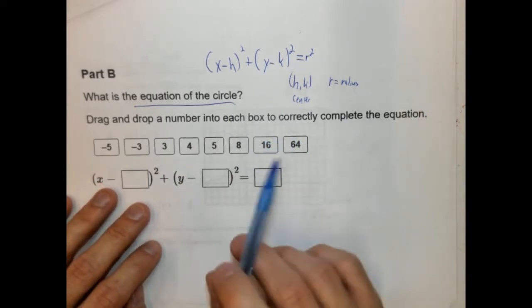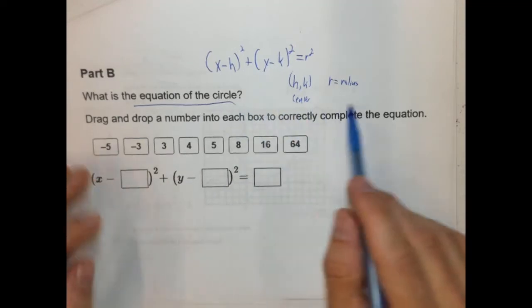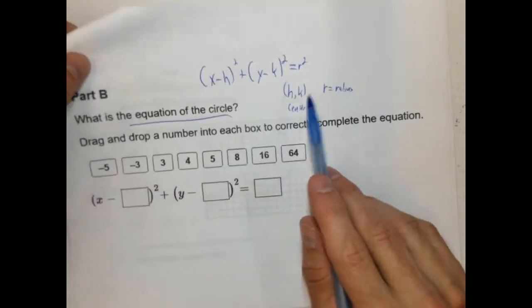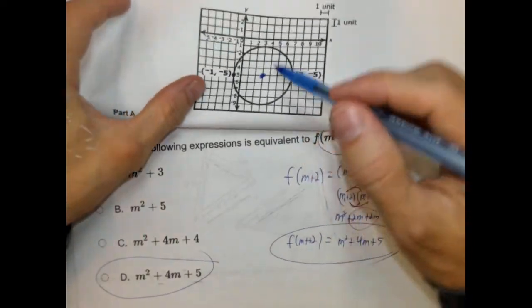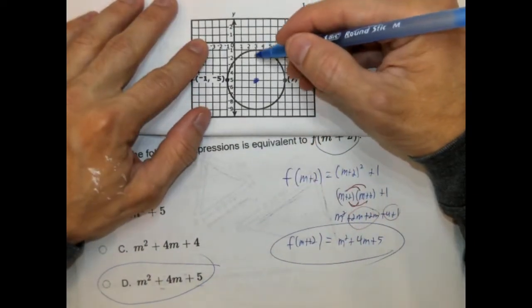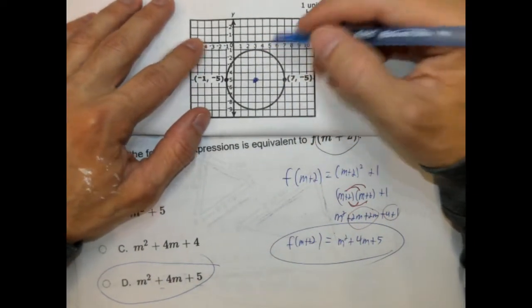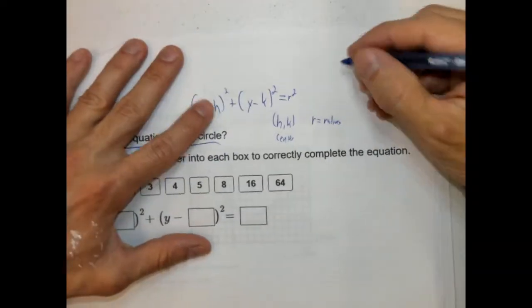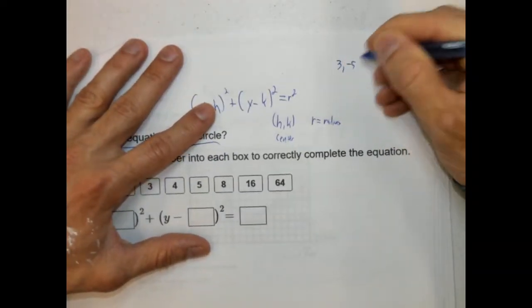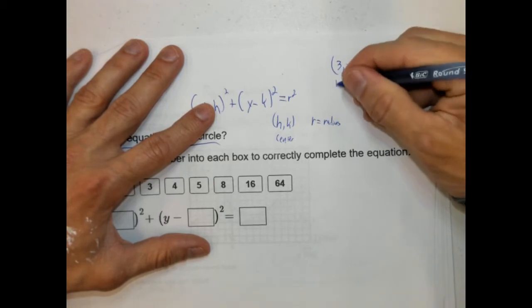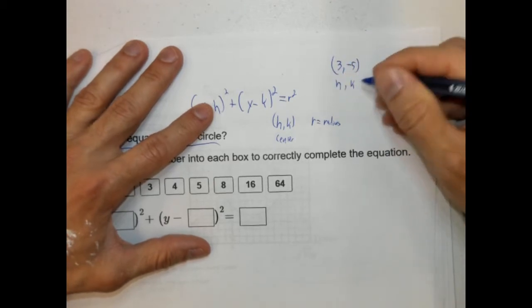So yeah. All right, so let's identify the center. We can figure out the h and k pretty quickly. So let's go back to the previous page here. So our center is going to be, let's see the coordinates, 3, negative 5. So the center is 3, negative 5. So our h is 3 and our k is negative 5. Okay.